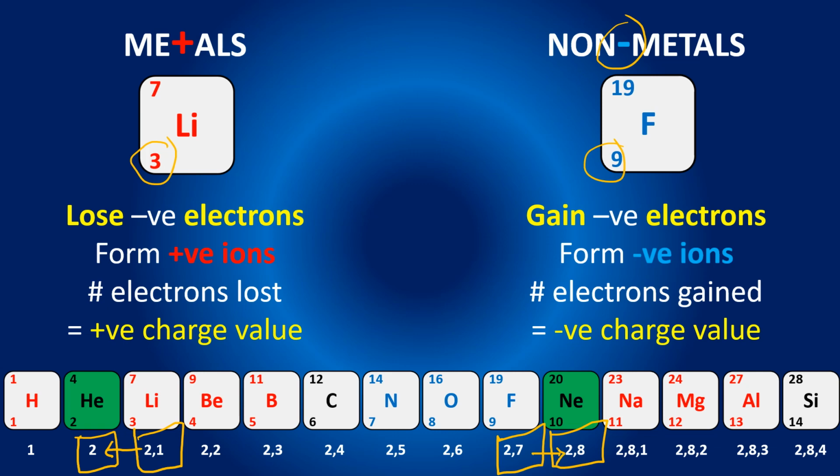So basically the number of electrons either gained or lost will determine the value of the charge. So a metal will lose electrons. If they lose 1, it's 1 plus, 2 is 2 plus, 3 electrons lost, it's 3 plus. Over the other side, it's the same deal. So oxygen would form a 2 minus ion because it needs to gain 2 electrons to get up to 2,8. There we go.